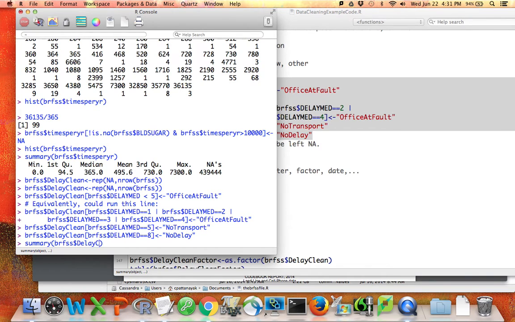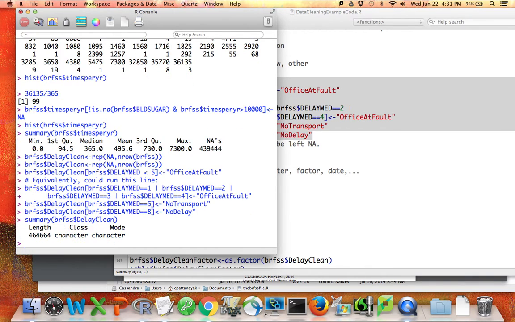First I'll look at it using summary because I'm curious to know what happens. And what happens is I don't find out how many NAs there are because it's a character variable. So the summary command does not work for character variables, but I can make a table using is.na.